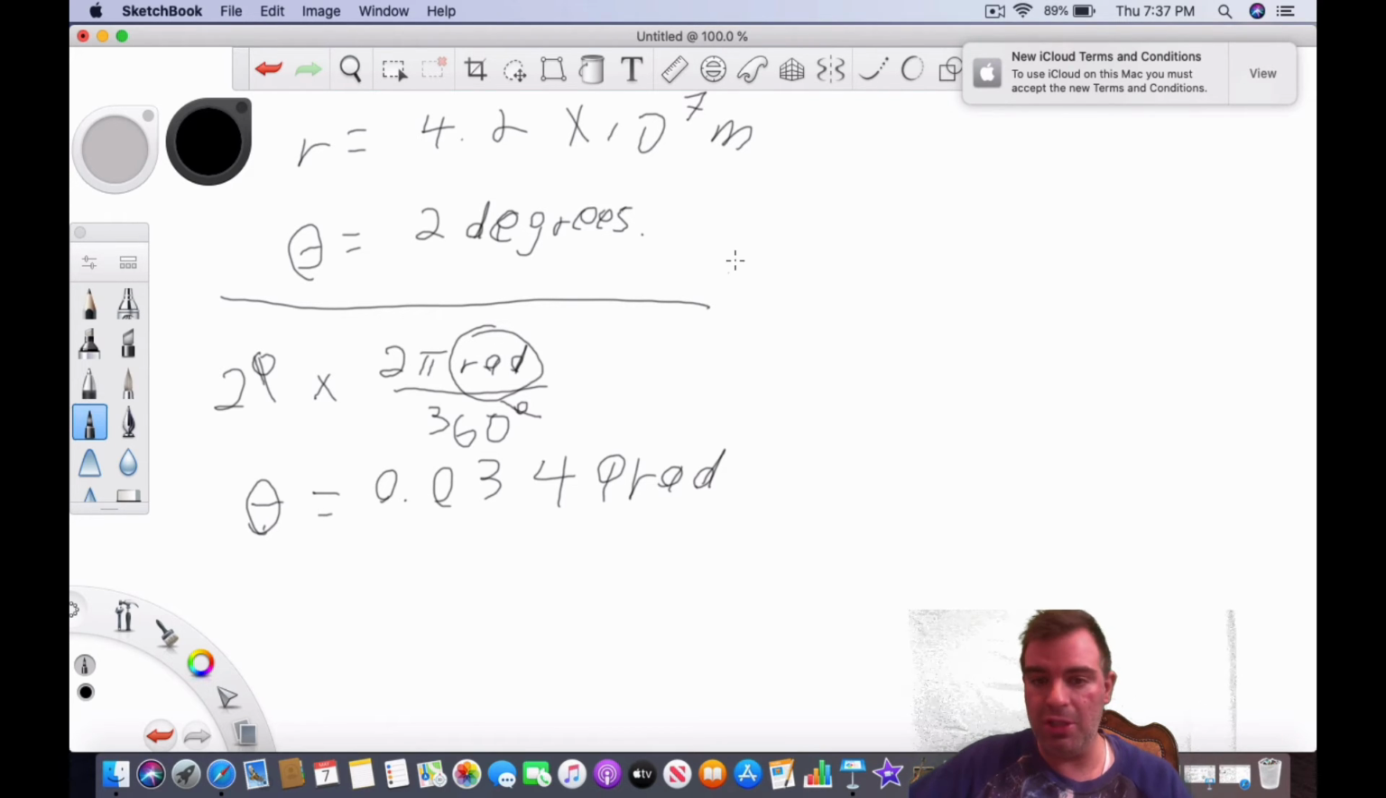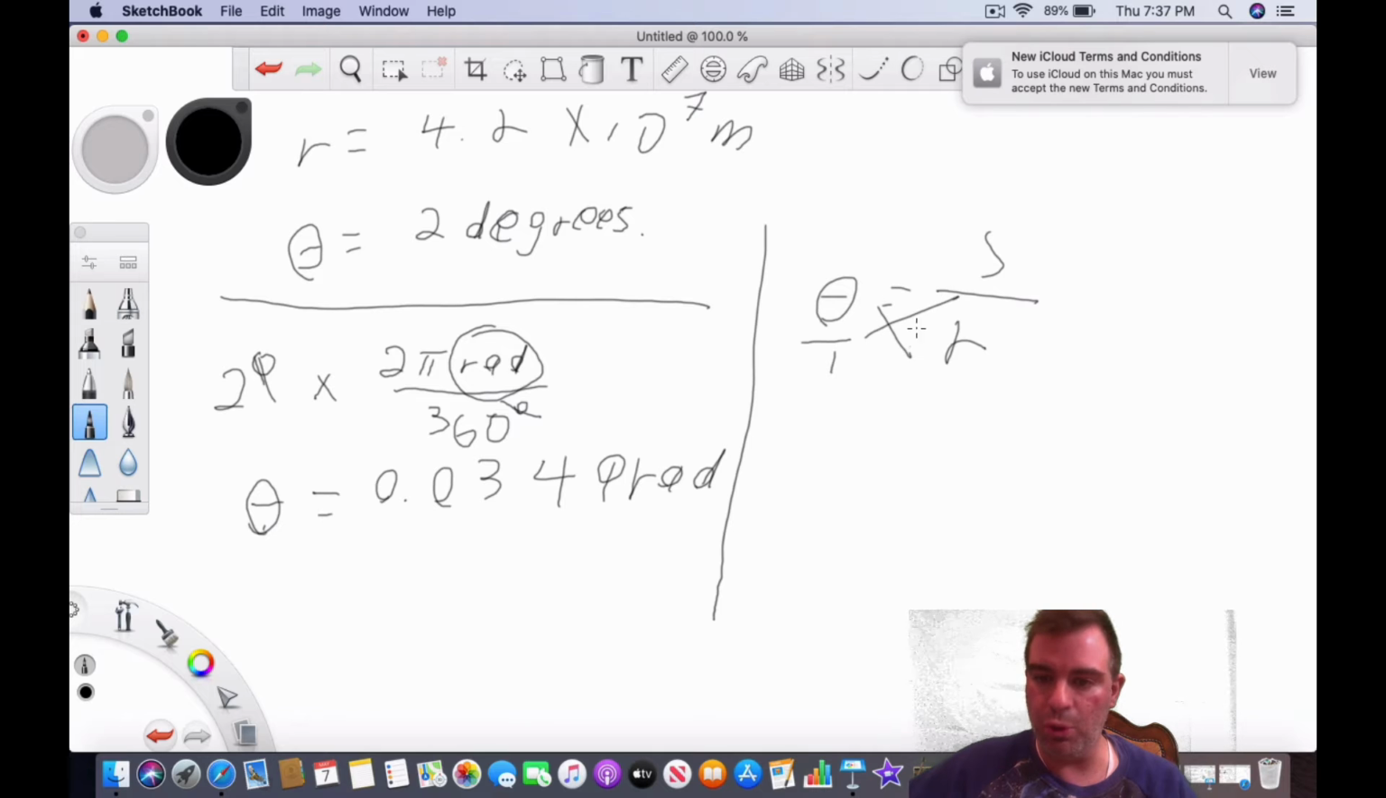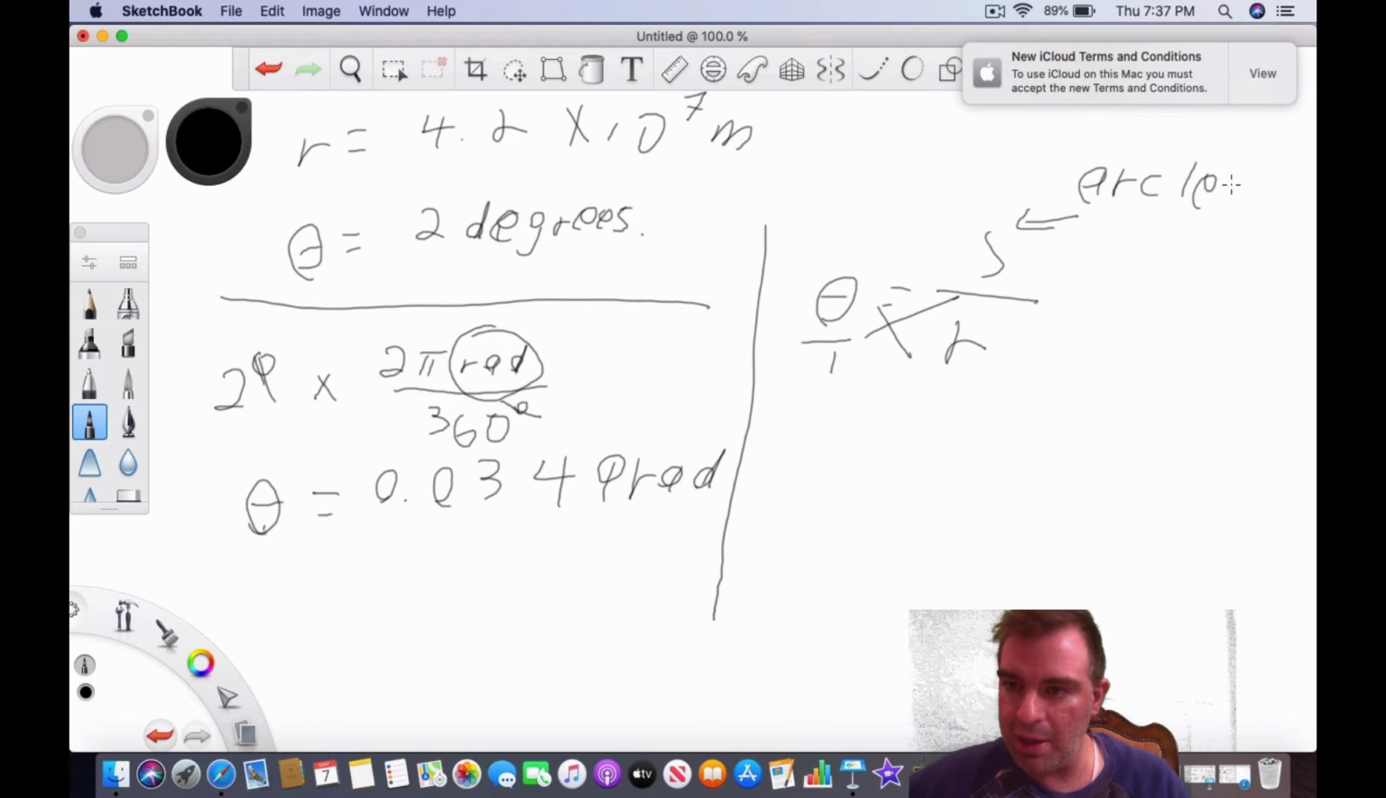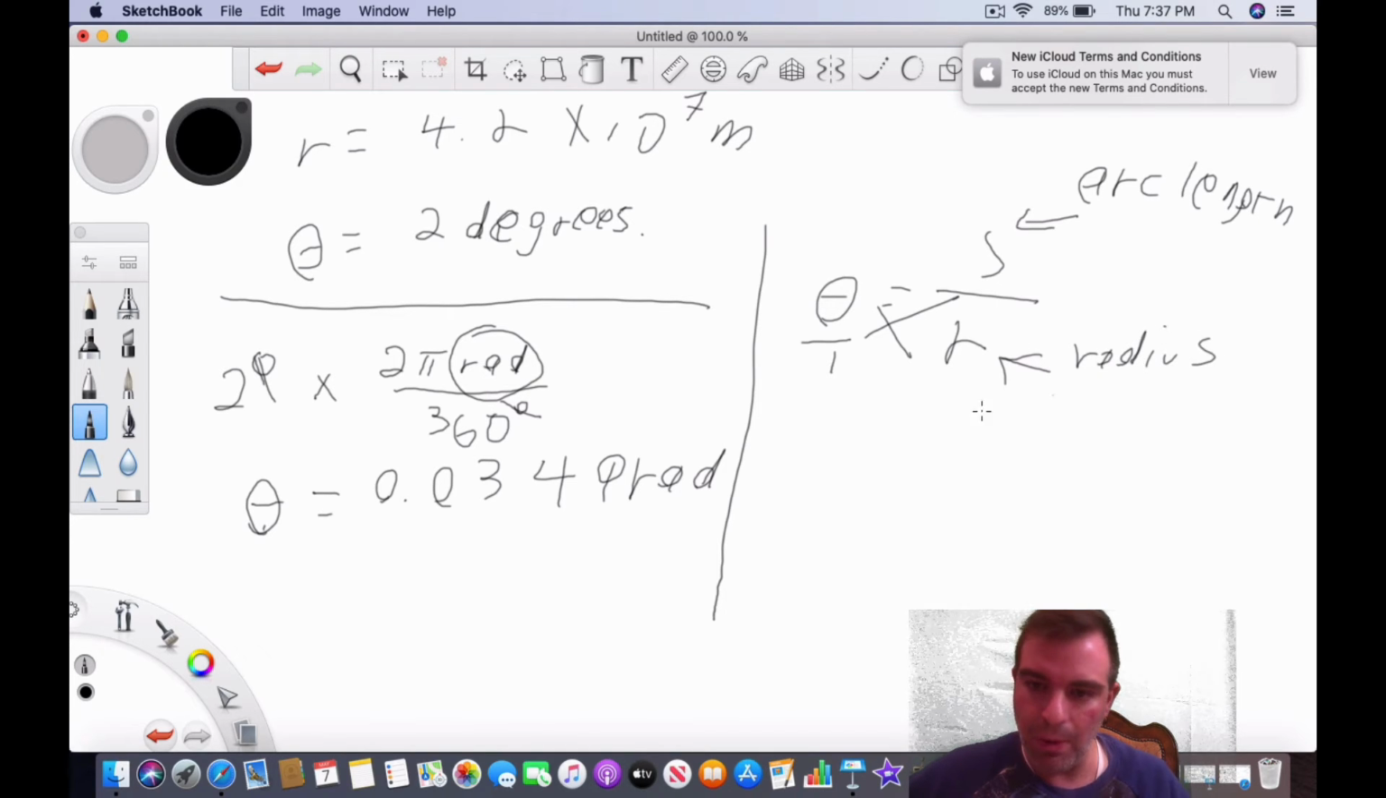Now it becomes an easy solve because we can now put it into our regular equation that we know. So theta equals S, which is the arc length, divided by radius. So we cross multiply because we're trying to find this S over here that is called the arc length. In other words, it simply is a section of the circumference. That's all it is. R, of course, is radius, and of course theta is the degrees in radians.